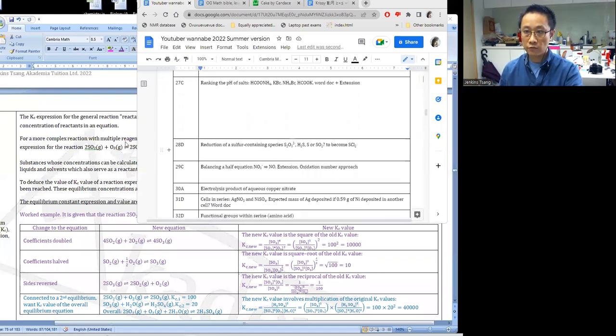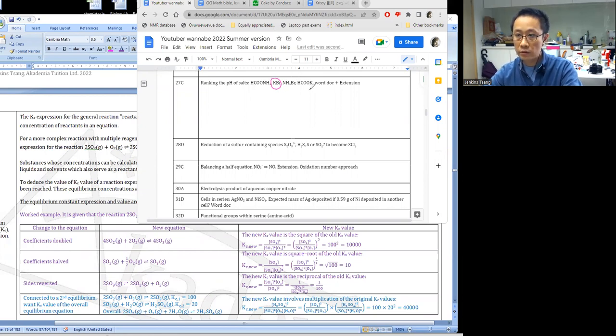Question 27, ranking the pH of 4 different salts. Salts can be perfectly neutral, slightly acidic, or slightly alkaline. So the perfectly neutral salt will be KBr. The KBr is perfectly neutral because KOH and HBr are both strong. So that means you need to know that HBr is a strong acid.